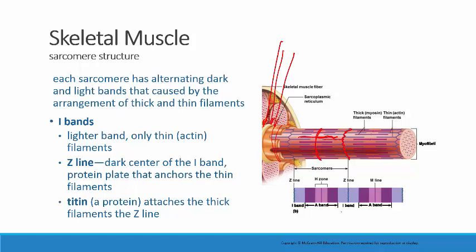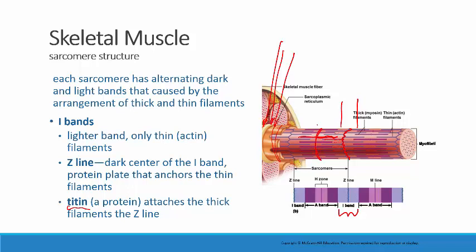So the I band is this region that surrounds the Z line, and it's a region where there's nothing but the thin filaments. And there's also this protein titin, and it attaches the thick filament to the Z line. So here's the thick filament. It's attached back to the Z line as well, by this protein fiber built of titin.